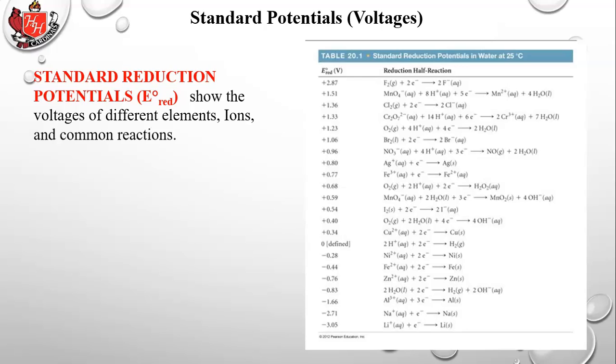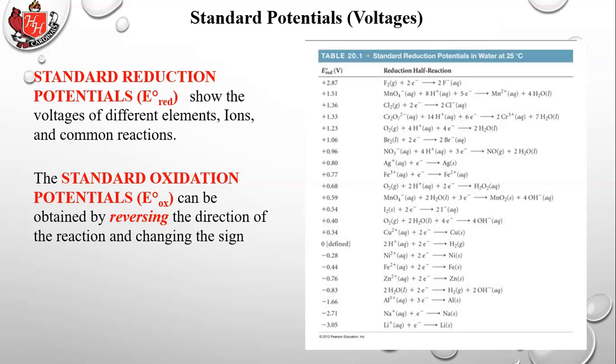So you notice it kind of looks like the activity series, except the first thing you'll notice is there's more than just elements here. There's actual reactions. There are some elements, iron, zinc, copper, the ones that we use, zinc and copper, but there's also some reactions that are very common reactions as well. In addition, you notice there's numeric values. Those are voltages, and those reflect how much the electrons are being pushed.